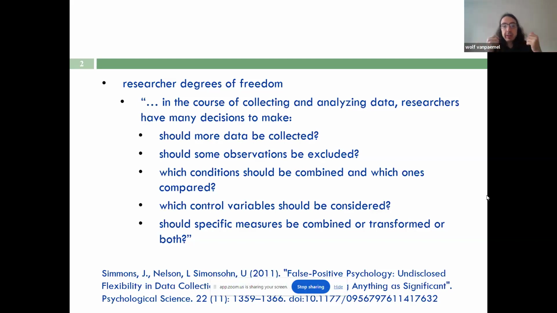Should more data be collected? Should some observations be excluded? Should you combine conditions or throw out some conditions? Or which exact conditions should you compare? If you do your modeling, which control variables should you take into your model? Should you combine measures? What about data transformation? All these questions pop up all the time. You cannot avoid these questions, and they need answers. If you don't give an answer to these questions, you're stuck, and your research comes to a halt.